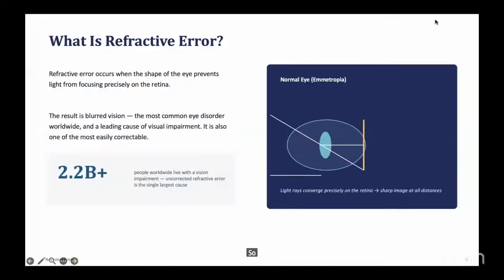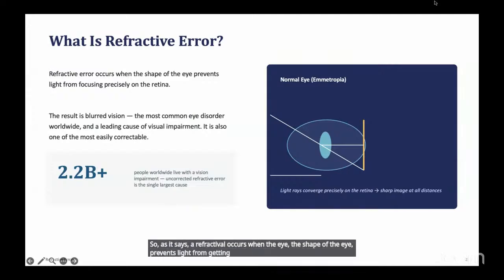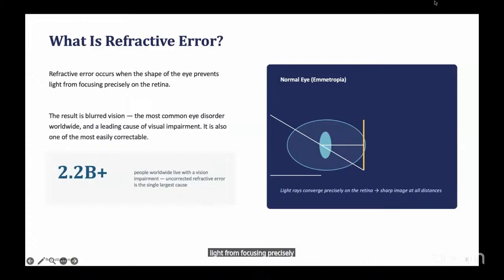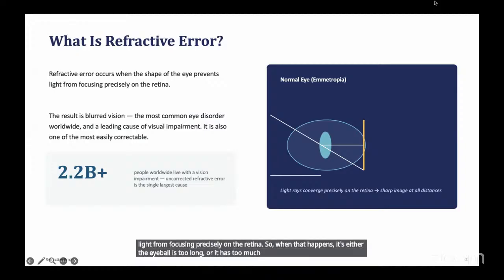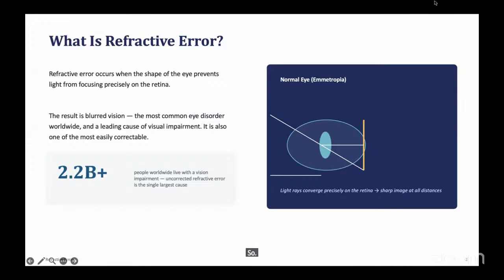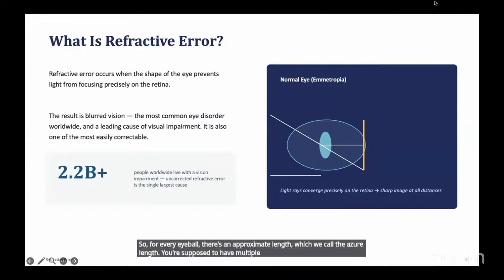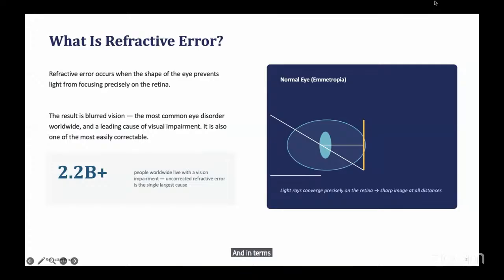As it says, a refractive error occurs when the shape of the eye prevents light from focusing precisely on the retina. So when that happens, it's either the eyeball is too long or it has too much power. For every eyeball, there's an approximate length, which we call the axial length, that it is supposed to have. With people with refractive error, this length might be either too long or too short. And in terms of the power, there's a specific power each eye is supposed to hold. With people with refractive error, either their power is too high or too little.